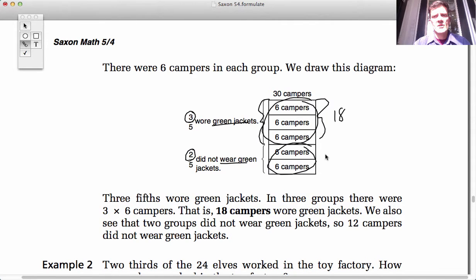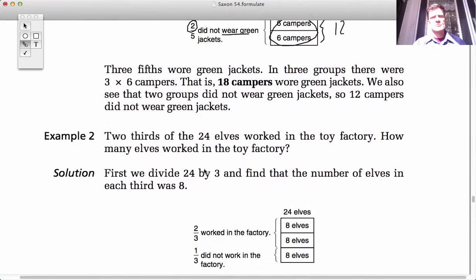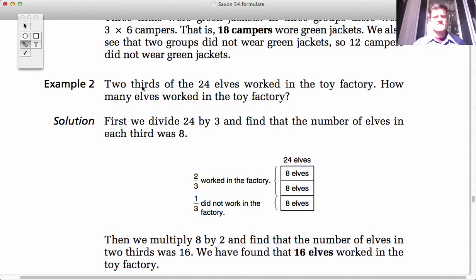If they're not asking, but we could find how many did not wear the green jackets, that would be 2 of those groups. 2 times 6 is 12. Okay? Alright, let's look at this one.